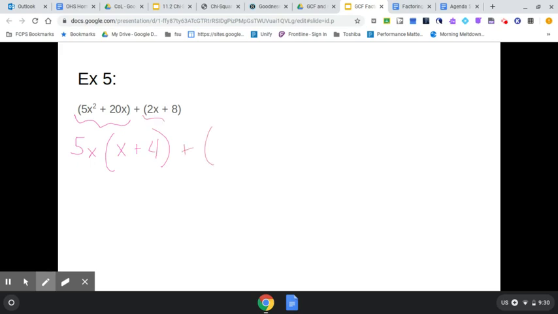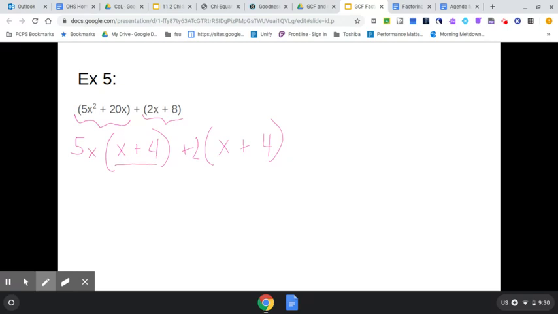Looking at the second group, 2 is a common factor. 2 times what will make 2x? 2 times x is 2x. And 2 times what will give us 8? 2 times 4 will give us 8.